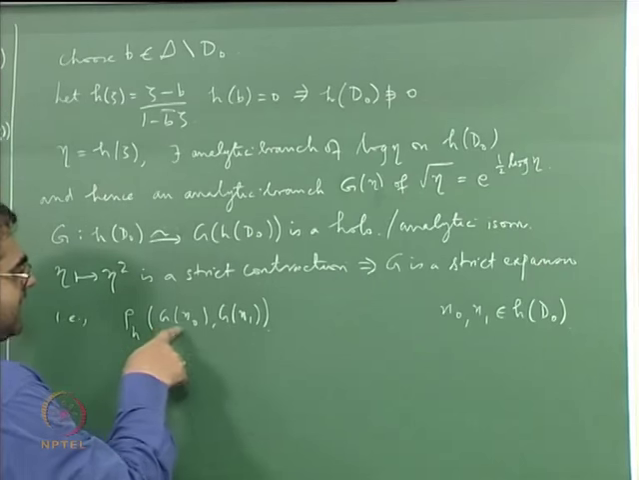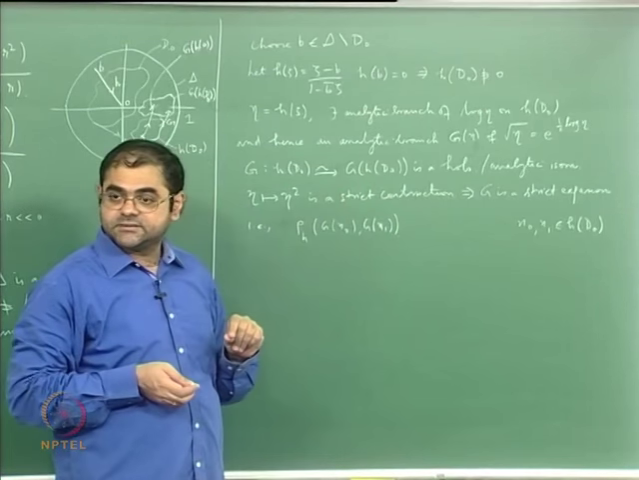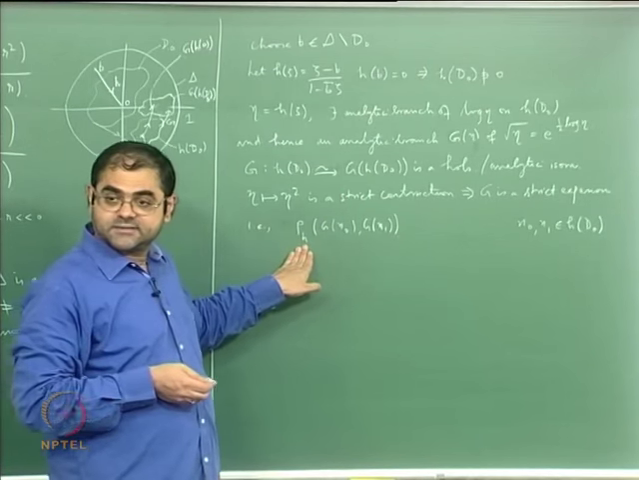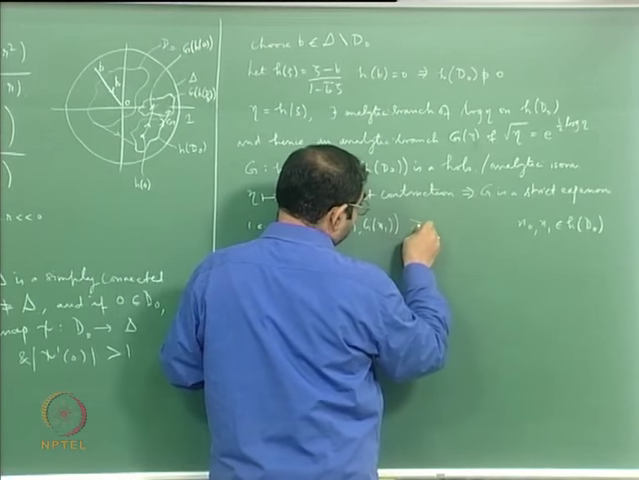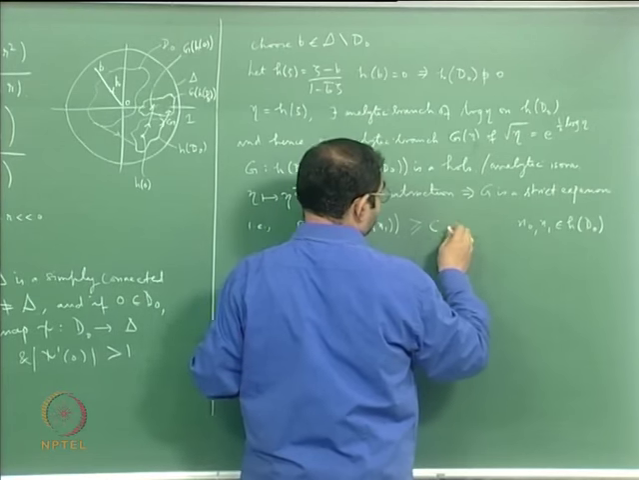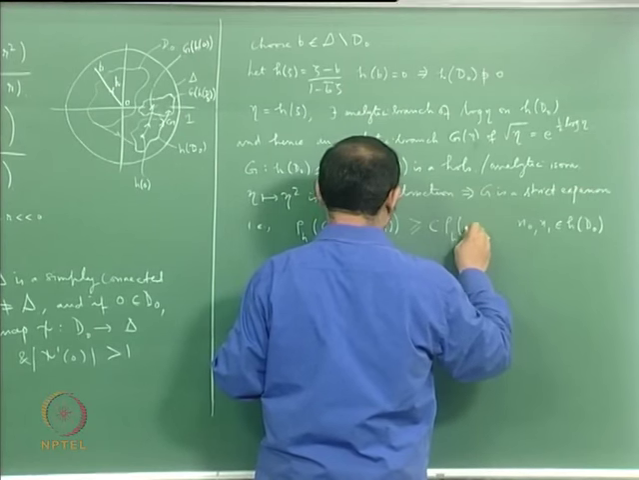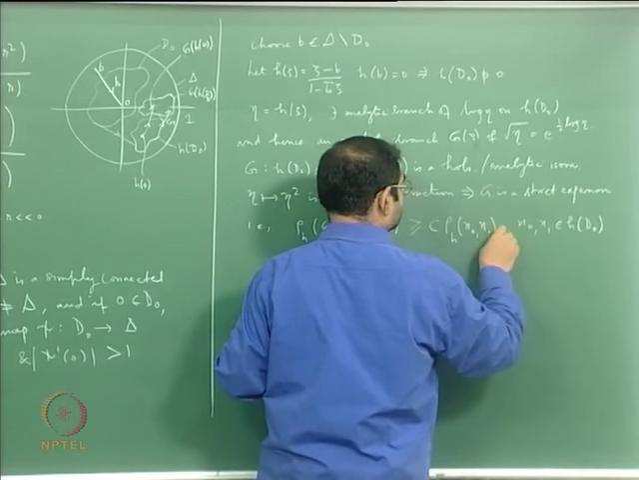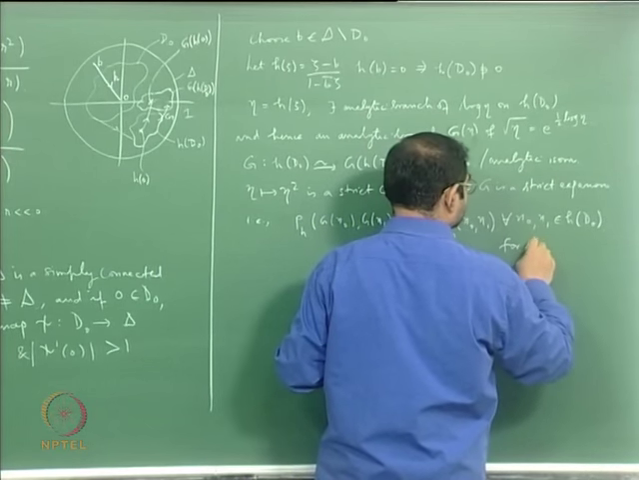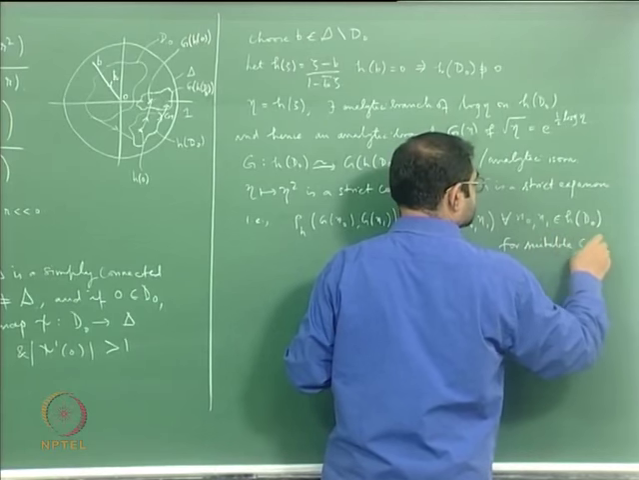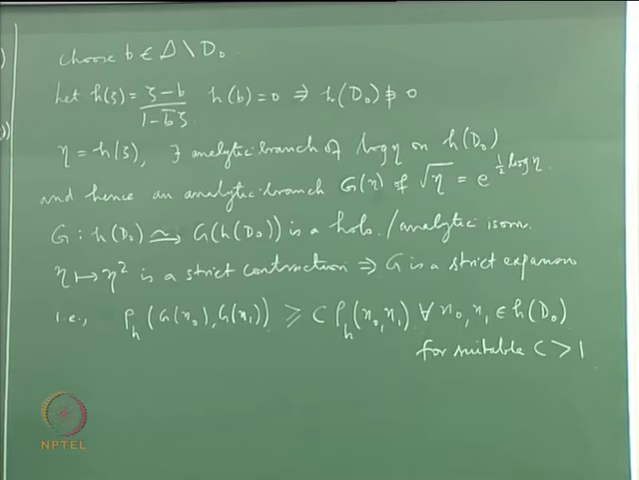and you take their images under G, they will be 2 points in G of h of D0, and you take the hyperbolic distance, that will be greater than or equal to a constant C times the hyperbolic distance between the two original points, for suitable C greater than 1. This will happen. See, this is expansion.